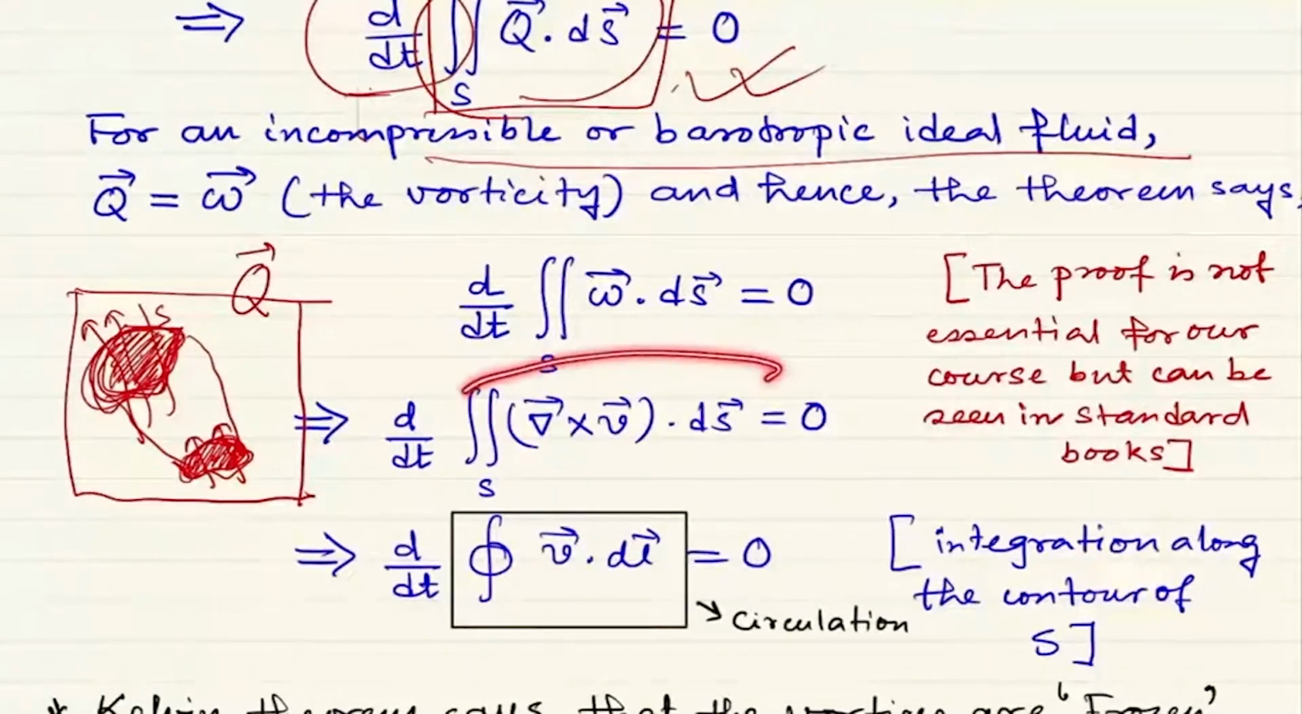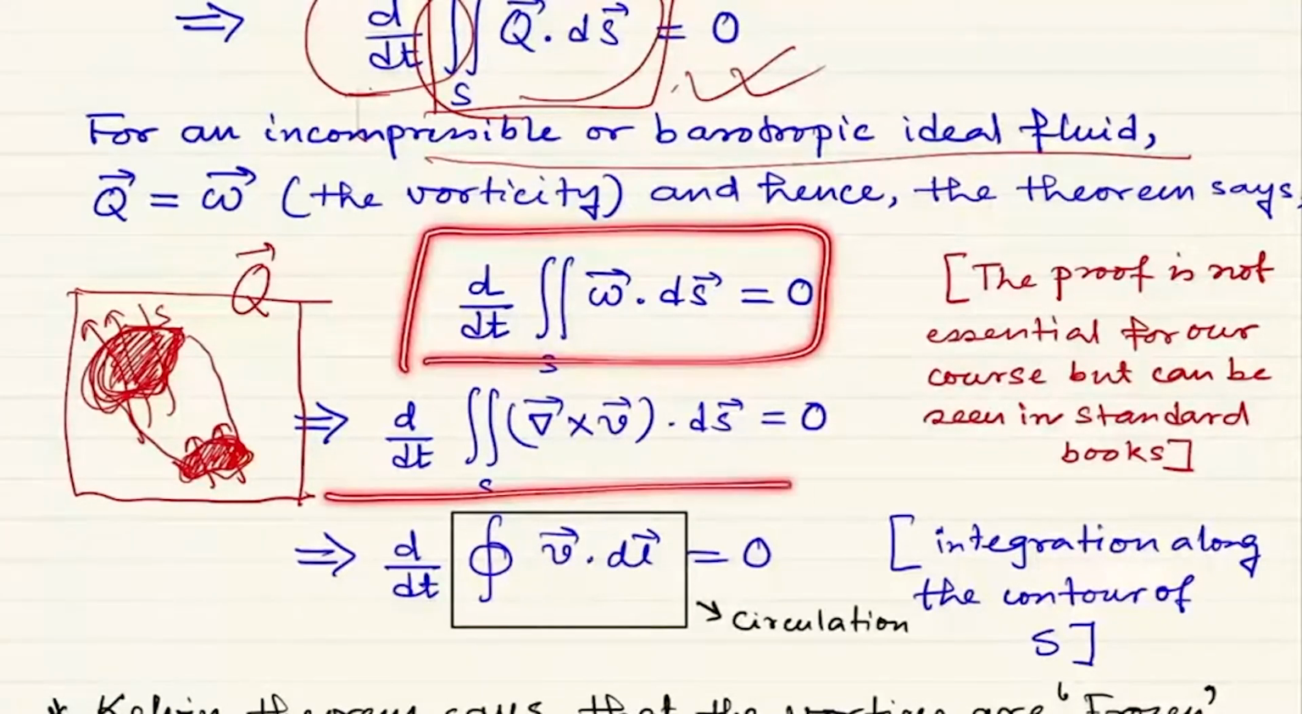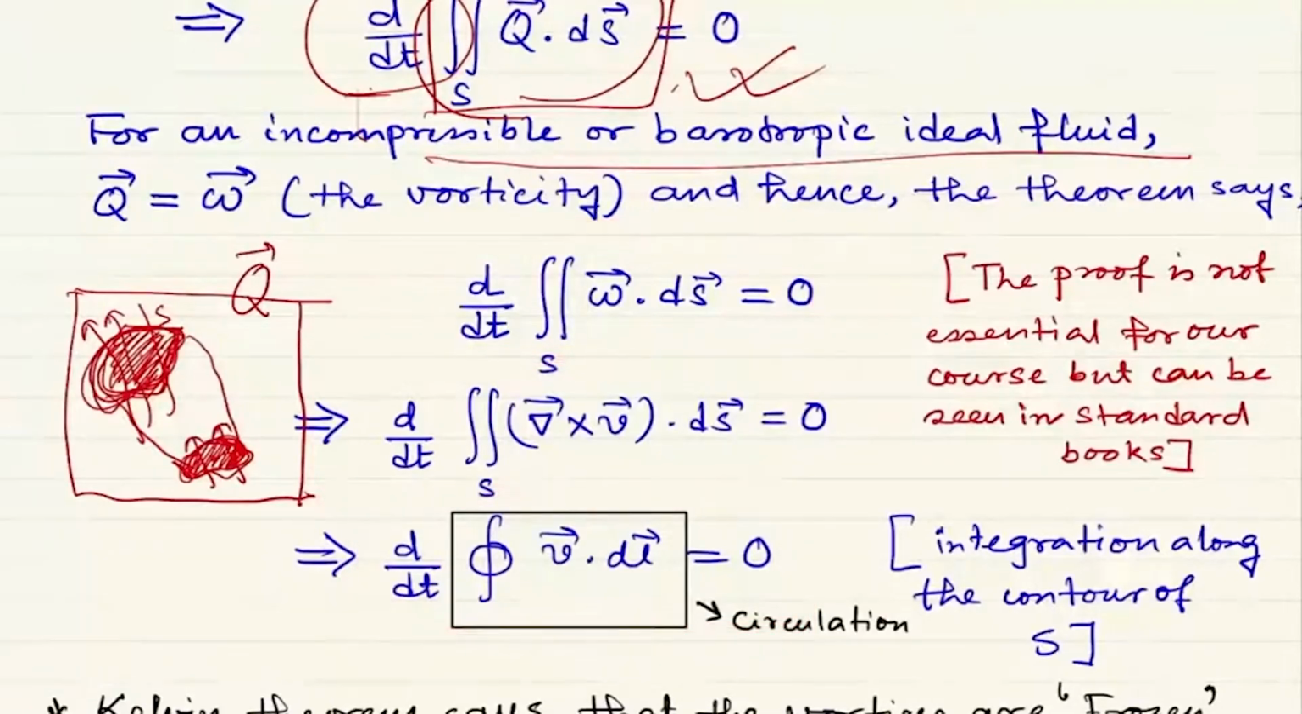And by Stokes' law, this is equal to the closed line integral. So this closed line integral will be basically done on the contour of the surface S. The closed line integral of v dot dl, and so basically d/dt of that closed line integral is 0. So these are two equivalent statements of Kelvin's vorticity theorem. This quantity, this line integral of v dot dl, is known as circulation.